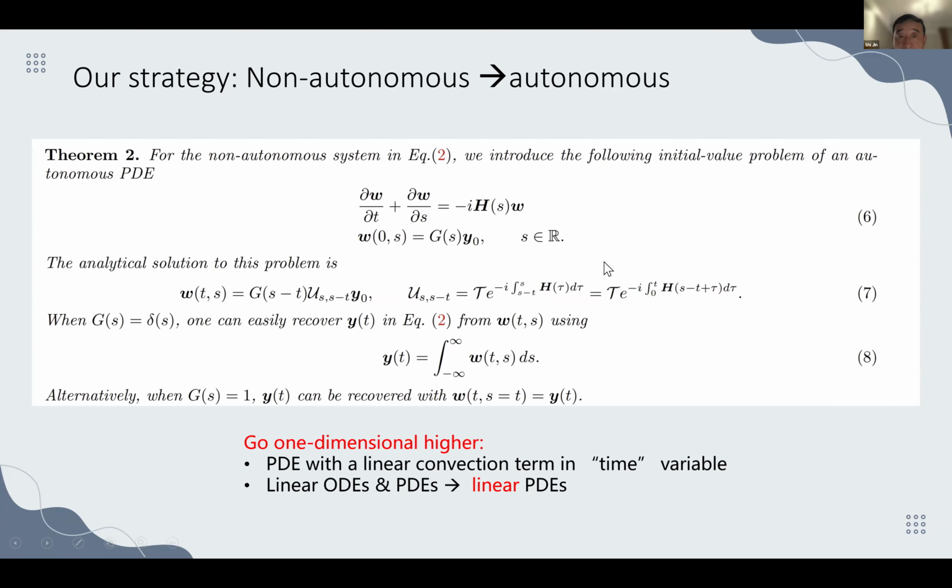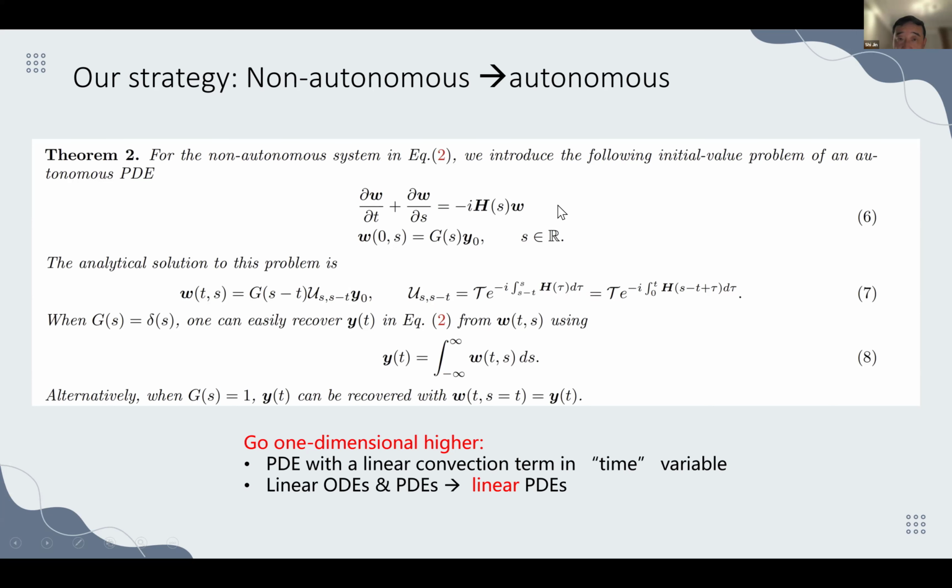Actually, what we did is we found a PDE in one dimension higher, which becomes autonomous. This is the PDE we found. It's actually a linear transport PDE. In one dimension higher, we have a new variable we call S, which plays the role of pseudo time. It's sort of time, but it's not T, it's S. So you have a linear convection operator on the right-hand side, but the Hamiltonian, before we had H of T, now it's H of S. So this is first of all a linear PDE.